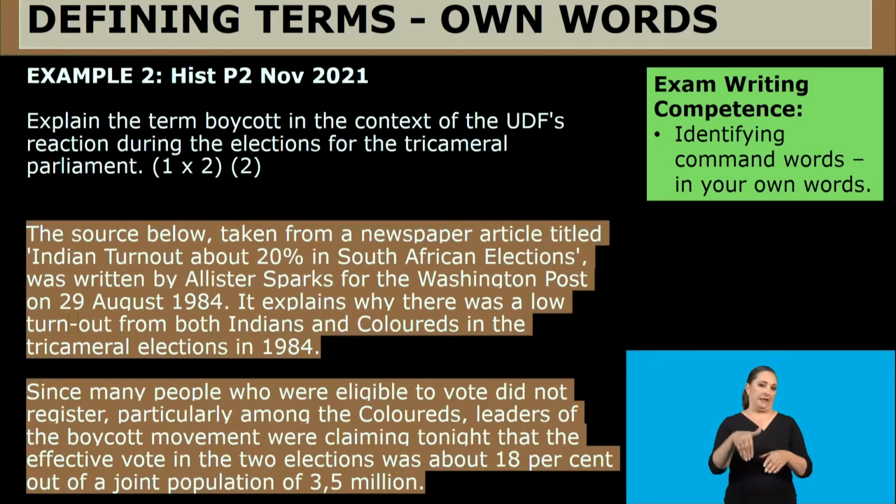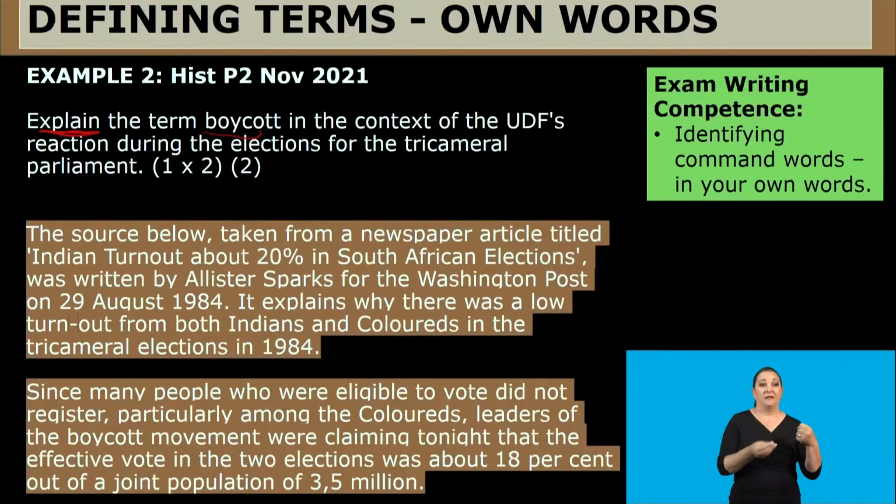Another example is explain the term boycott in the context of the UDF's reaction during the elections for the tricameral parliament. That is out of 2 marks. The caption reads, the source below, taken from a newspaper article titled Indian Turnout About 20% in South African Elections, was written by Alistair Sparks for the Washington Post on the 29th August 1984.